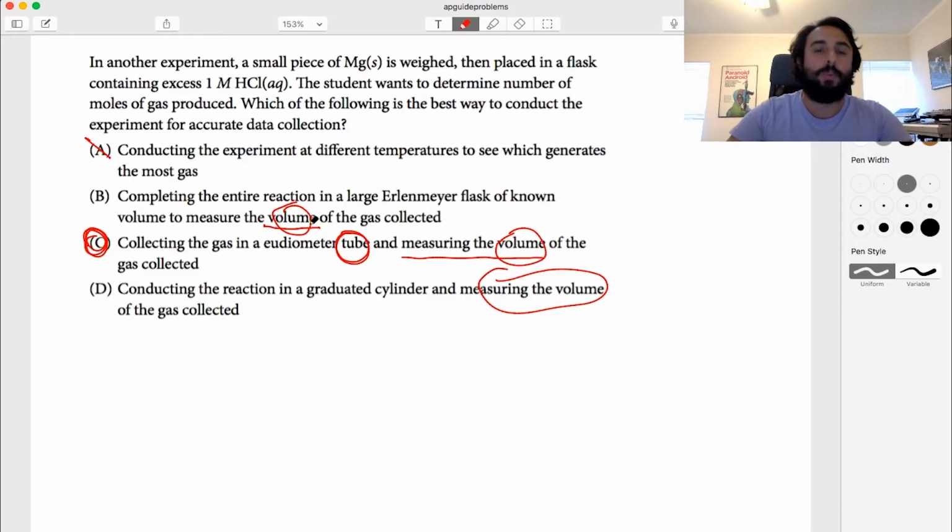But then, yes, we definitely want to get the volume of the gas, but how are we going to do it? Which vessel is appropriate? So hopefully, even if you didn't remember what a U-diameter tube is, you could rationalize that an Erlenmeyer flask and a graduated cylinder are not going to work. The gas is just going to go away.